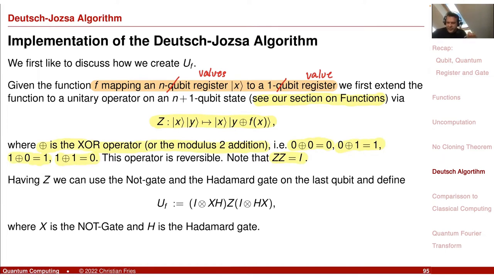So claim, if you have this extension, then your function UF on this extended space is given by first applying the NOT gate to zero, which becomes a one. Then applying the Hadamard gate, then I apply the function Z that will mix everything together, because the Z is here defined on all values. And then I can also do some kind of uncomputation on the last bit. So I can apply the Hadamard gate again and the X again. And this is on this augmented space, so there is here the identity. The two operations, NOT and Hadamard, are only on the last bit.